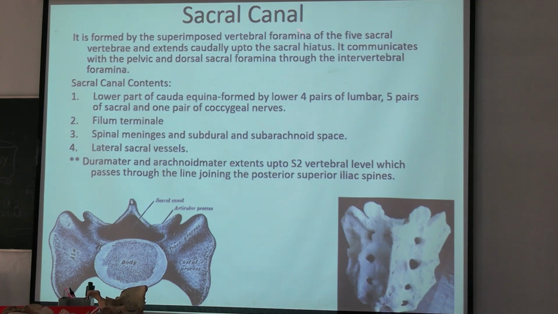Next we go to sacral canal. Sacral canal is formed by superimposed vertebral foramina of the 5 sacral vertebrae and extends caudally up to the sacral hiatus here. It communicates with the pelvic and dorsal sacral foramina through the intervertebral foramina. Sacral canal contains lower part of cauda equina formed by lower 2 pairs of lumbar, 5 pairs of sacral and 1 pair of coccygeal nerves, filum terminale, spinal meninges and subdural and subarachnoid space and lateral sacral vessels. All these pass through sacral canal.